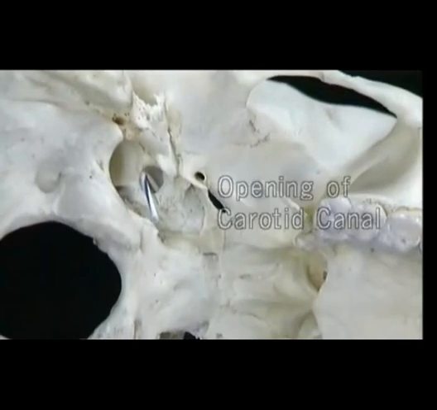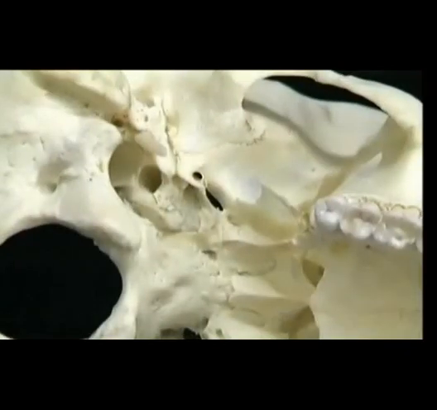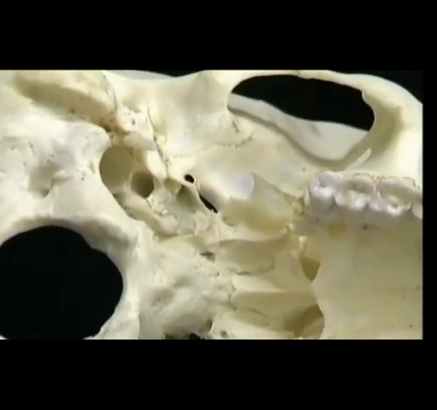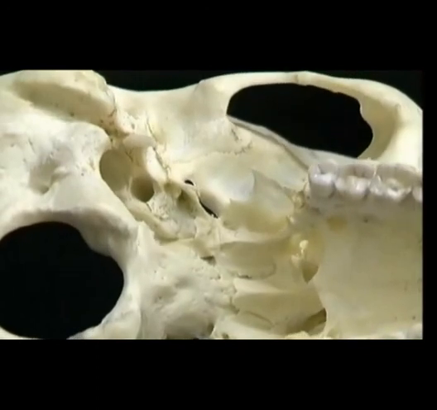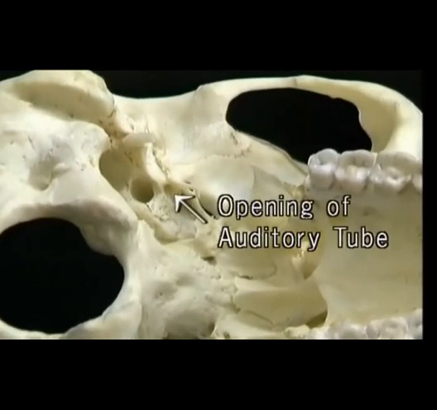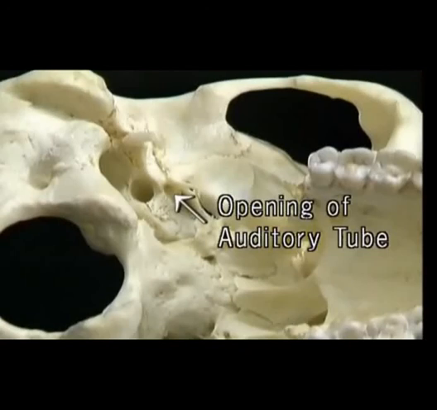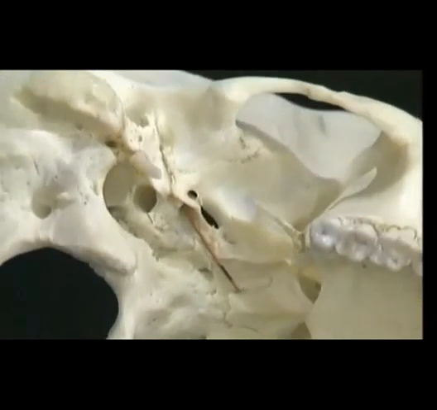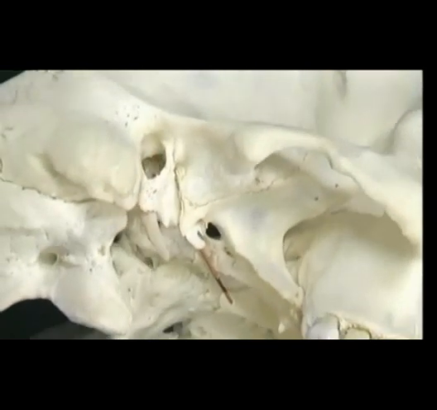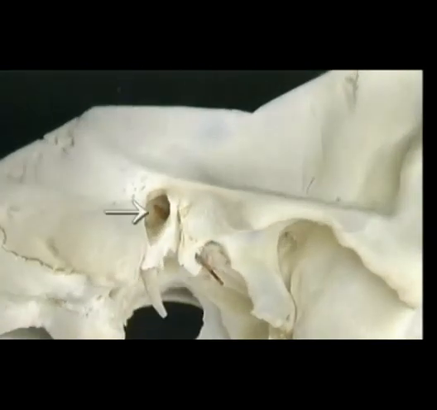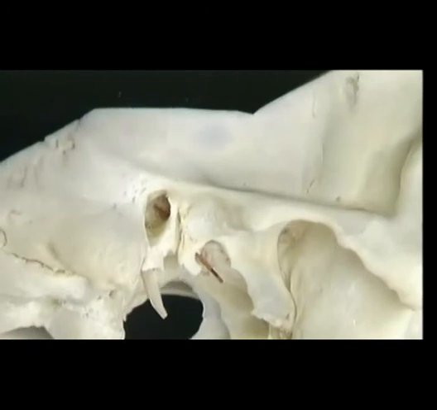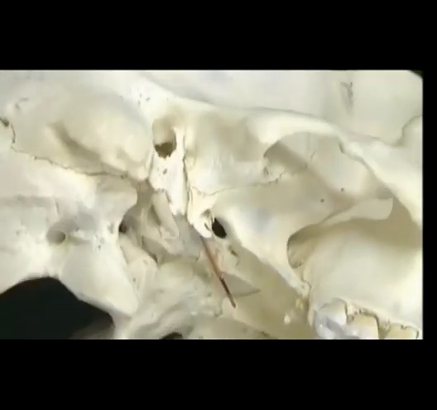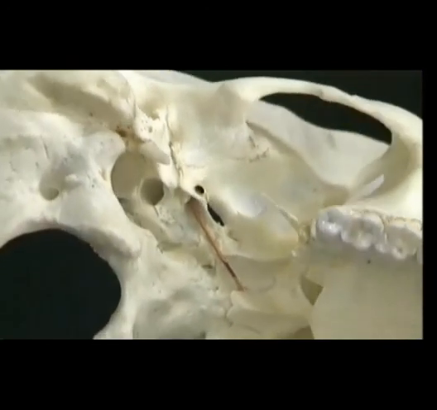In front of the opening for the carotid canal is one more opening, the opening for the auditory tube, also called the eustachian tube. The auditory tube passes backwards and laterally to emerge here in the middle ear. The auditory tube is longer than this.